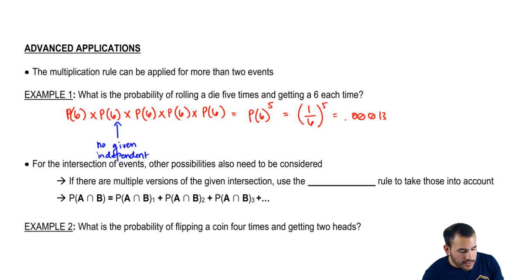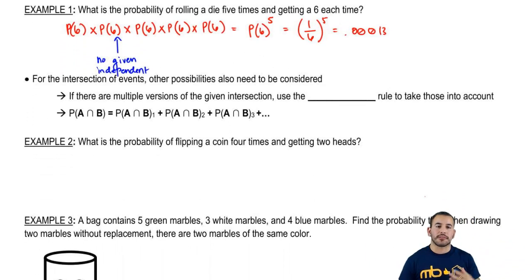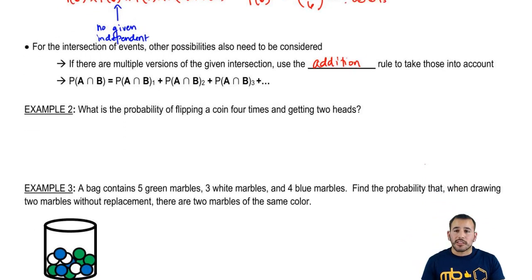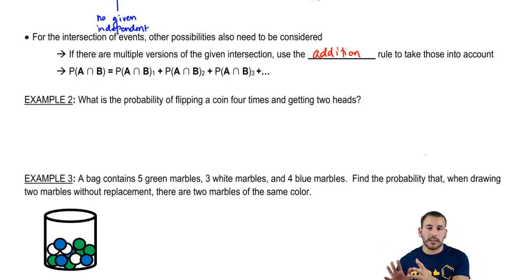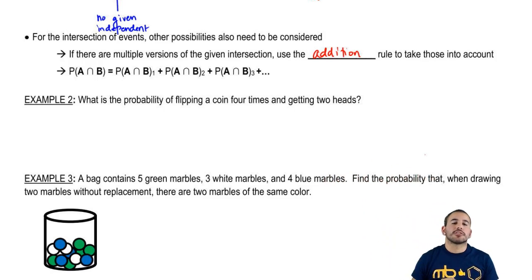For the intersection of events, other possibilities also need to be considered. Here we're talking about a string of events happening one after another, and there could be multiple possibilities for the string of events to happen. If there are multiple versions of any given intersection, we use the addition rule to take into account these other possibilities. So the probability of A and B happening may sometimes be the probability of A and B happening one way, plus the probability of A and B happening another way, and another way, and another way. So you have to take into account all the different ways that this can happen.